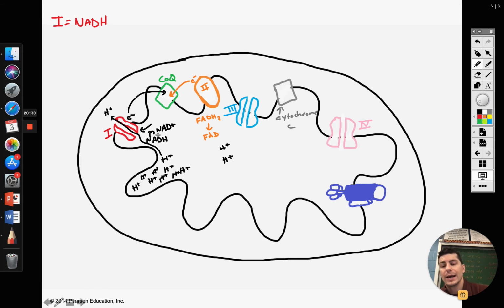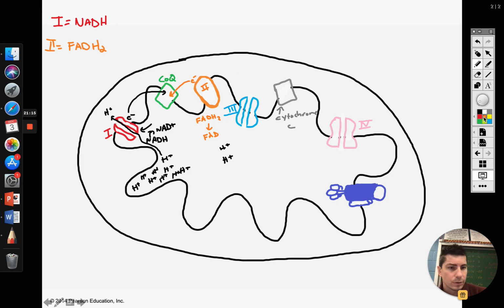Now coenzyme Q has more than one electron. It's going to get 2 electrons from FADH2. It's going to get an electron from our NAD plus. So the thing about protein number 2, which deals with FADH2, is if you notice it does not have a passageway through it. So we're not going to get any H's into that area in between the outer and inner membrane of the mitochondria there.